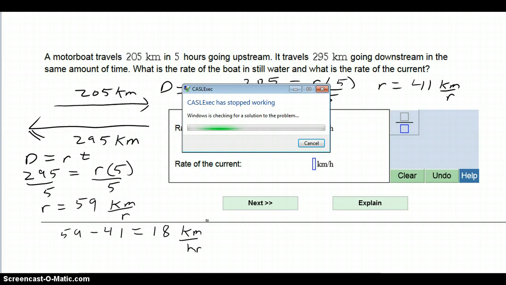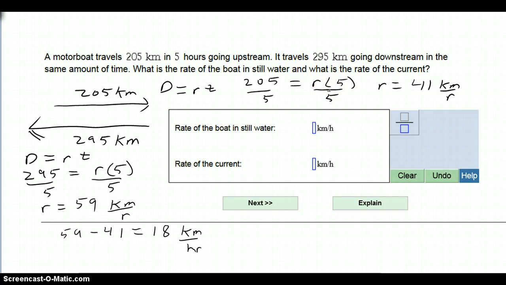Well, if you're going against the current, then it's obviously going to slow you, and if you're going with it, it's going to help. So it kind of doubles that rate. So 18, if we halve it, divide that by 2, equals 9 kilometers per hour. So let's think about that. If it was in still water, you would actually gain 9 kilometers per hour, because that's how much the current is fighting you. So if we add those 9 onto 41, we'll be at 50 kilometers per hour.